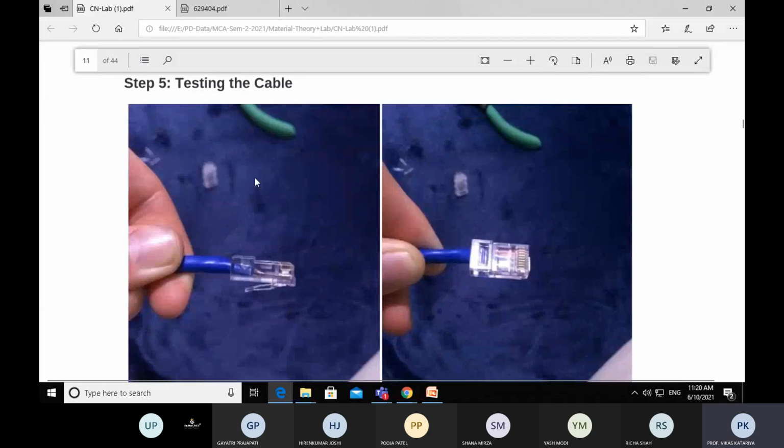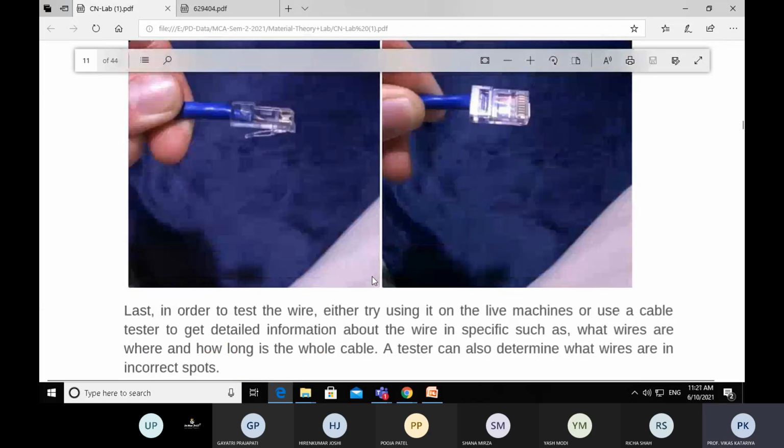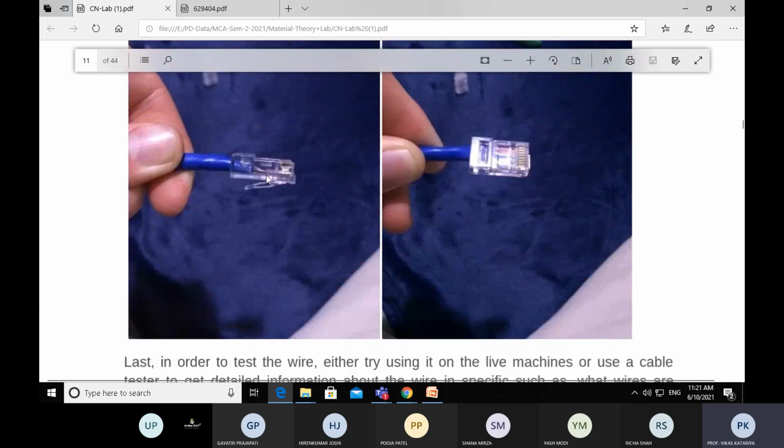Now testing the cable. Once you prepare both ends of the cable with RJ45, there is a tester machine, a tester tool. You connect both ends in the machine, and lights will appear. If you have arranged the right color order, all the lights will be displayed one by one. Inspect your cable: you have created a valid cable for Ethernet.